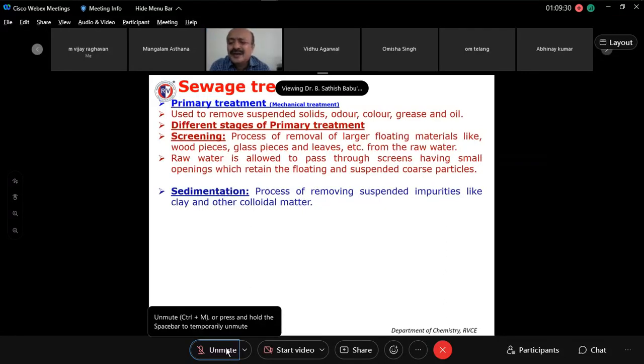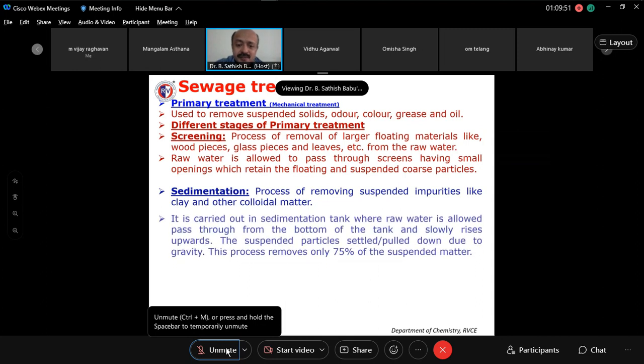Sedimentation is nothing but allowing the water to settle down. There are several techniques for sedimentation nowadays. The process of removing suspended impurities like clay and other colloidal matter is done by the sedimentation process.